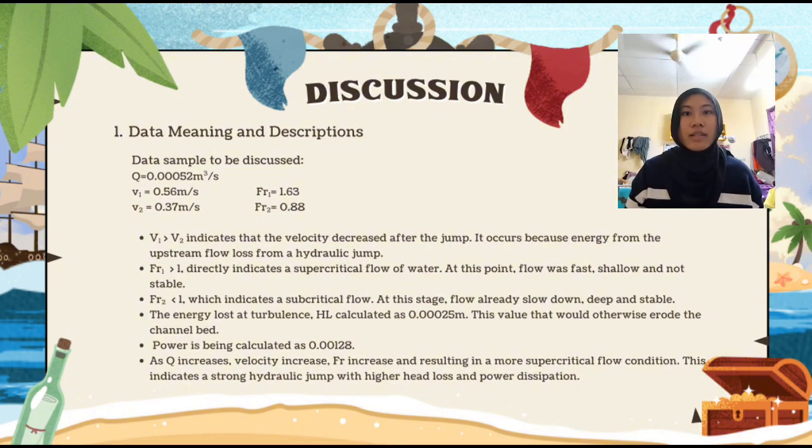However, FR2 yields 0.88, which is less than 1. This indicates the flow became subcritical after the jump, slower and stable. The energy lost due to turbulence is calculated as 0.0025 meters. This HL value tells us how much energy would erode the channel bed. Power dissipation is 0.002 W. Overall, as Q increases, V and FR also increase, resulting in a stronger hydraulic jump with higher head loss and power dissipation.